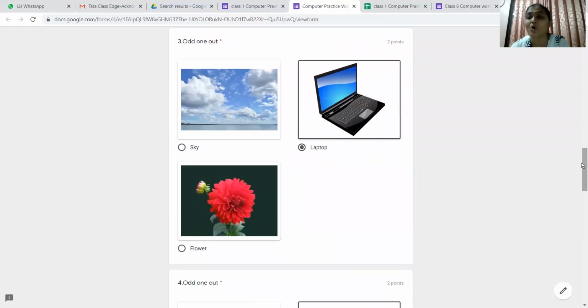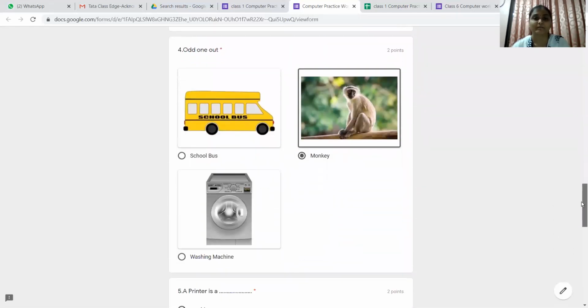Third question was odd one out. Which is different in this group, that we have to find out, and we have done that. Right? So laptop was different because these two things were natural things and laptop is a machine. So we have checked this. Next question was also odd one out. So as we can see, these two are machines, school bus and washing machine. We have odd one out this monkey.